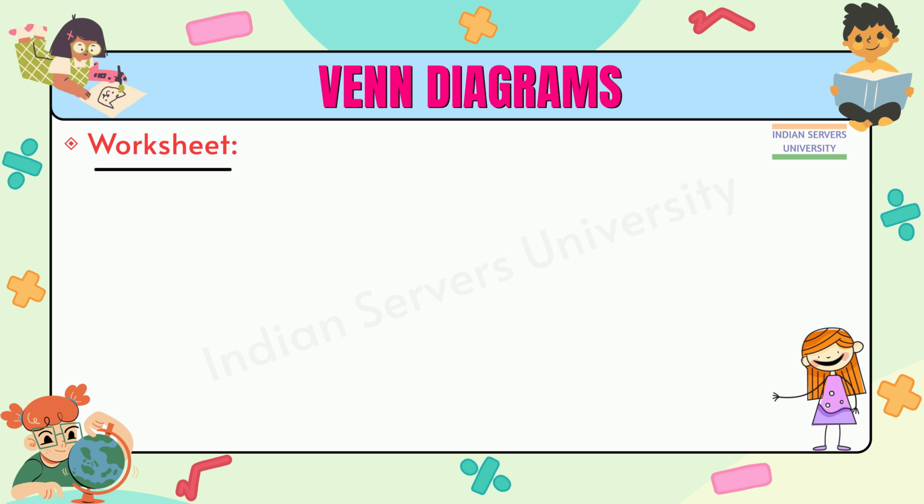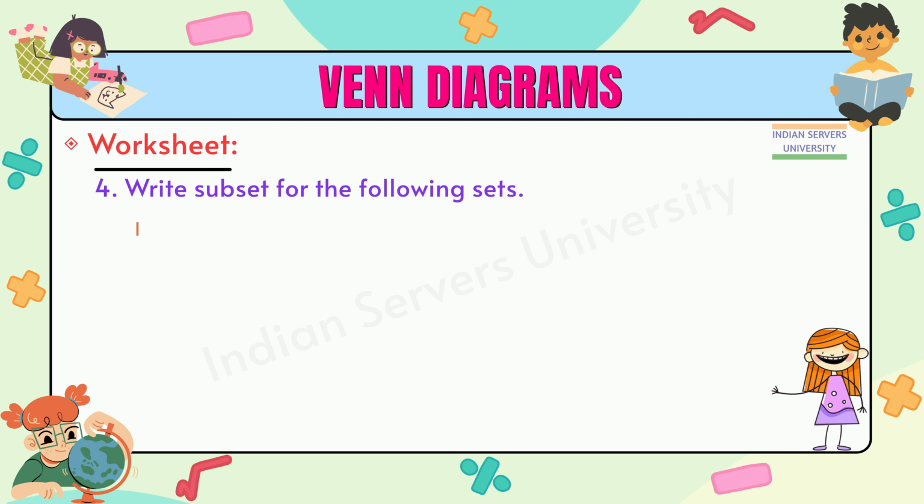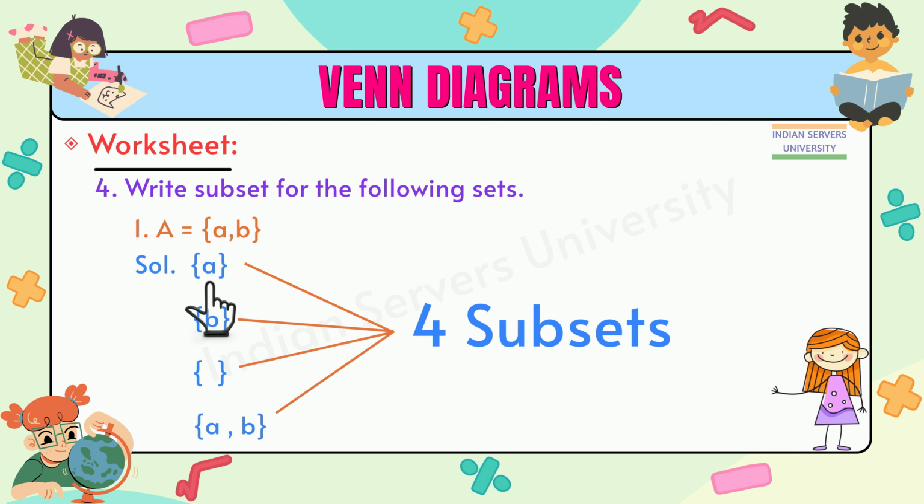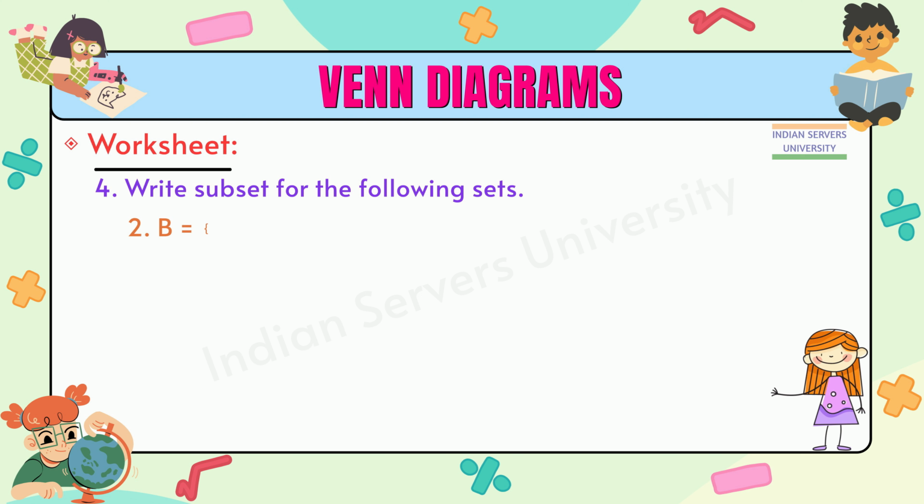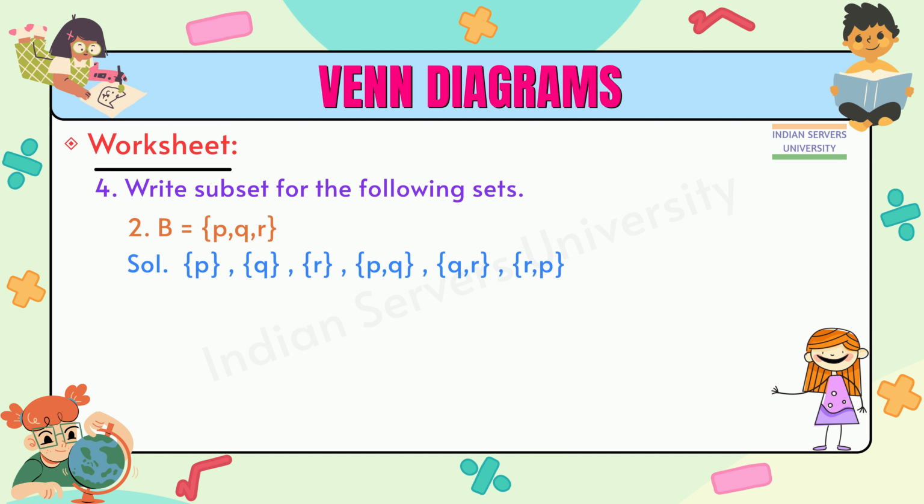Next one, write subsets for the following sets. So subset same hote, set A, set B, alane, null set koda subset avutundi and A, B. Overall ga 4 subsets vastayi. Set of A, set of B, null set, set of A comma B. Next one, B equals set of P, Q, R. Same out there, set of P, set of Q, set of R, set of P comma Q, set of Q comma R, set of R comma P and set of P, Q, R and null set. So overall ga 8 sets vastayi.